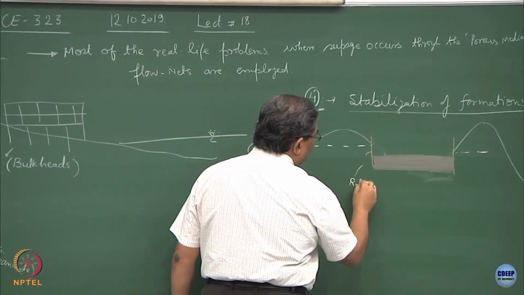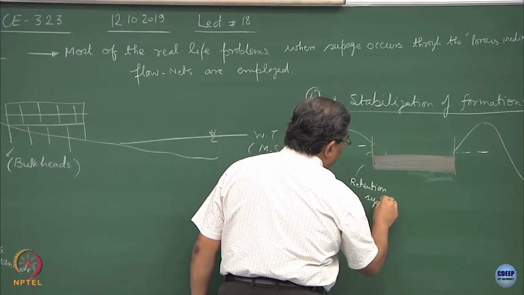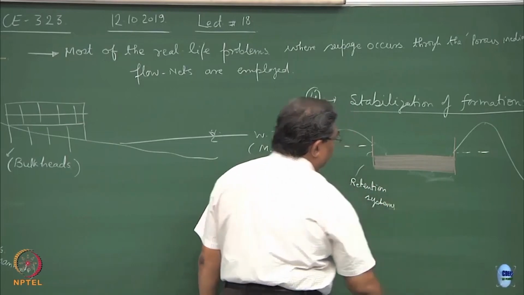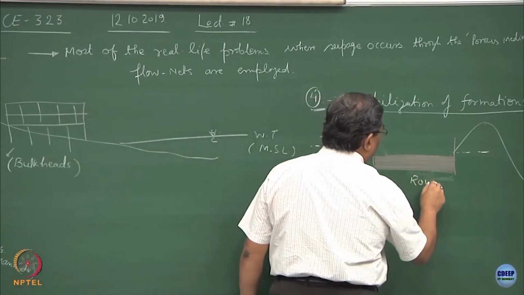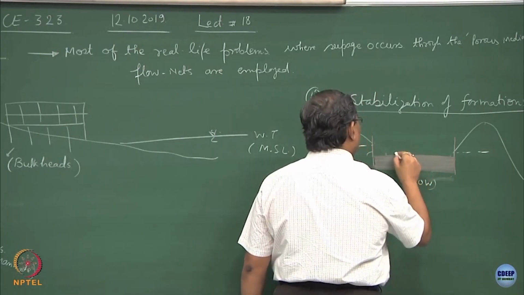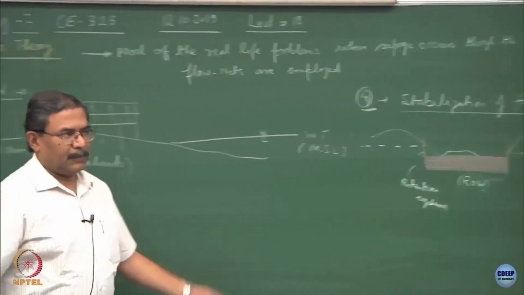So, these are the retention systems, and I have created the right of way, and on this I can create a railway track, and that is it.